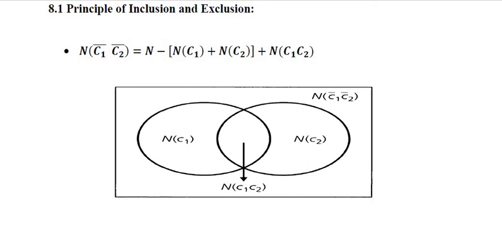Then from the figure we can see that n of C1 bar C2 bar is equal to N minus n of C1 plus n of C2 plus n of C1 C2. Here capital N denotes the number of elements in the set S, that is the cardinality of S.